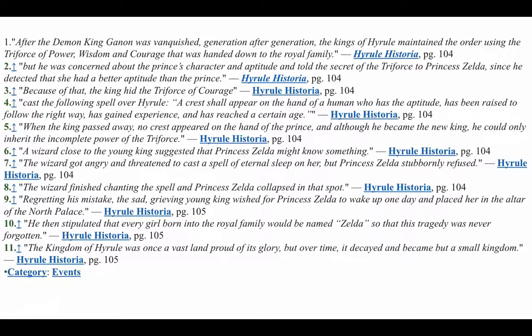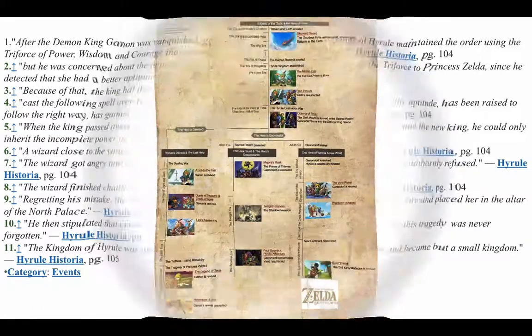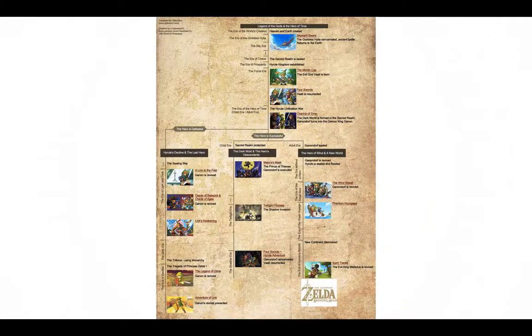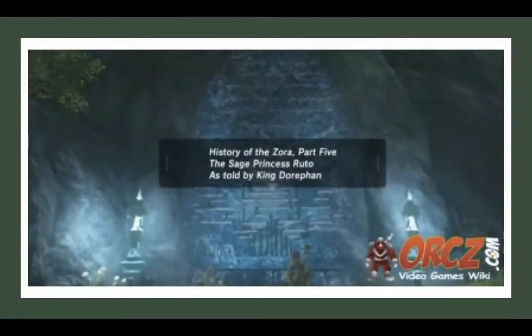And now we'll talk about the adult timeline placement, if it were to go into the adult timeline. So one of the reasons why people think it is in the adult timeline is because of Sage Princess Ruto. There's a reference to her in one of the stone monuments made by the Zora. It's called History of the Zora Part 5, The Sage Princess Ruto, as told by King Dorephan.